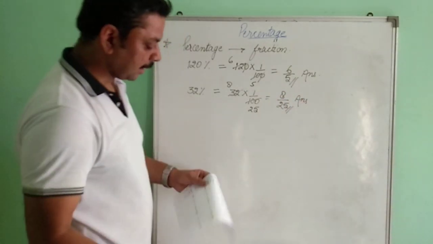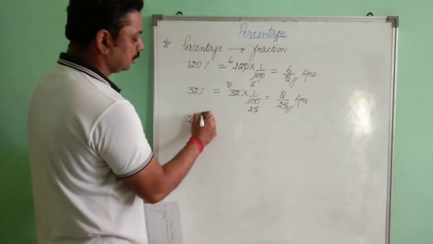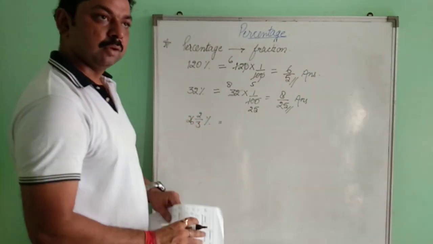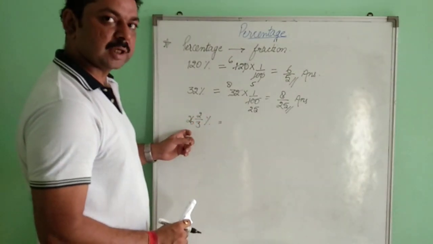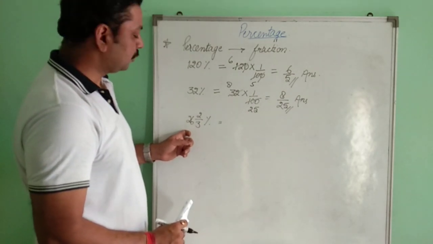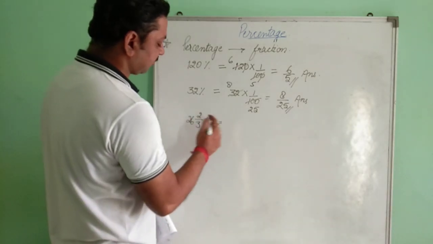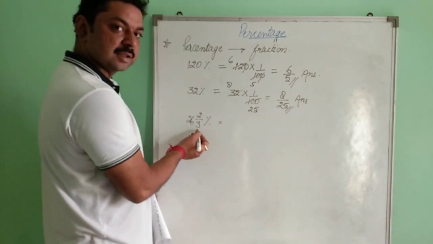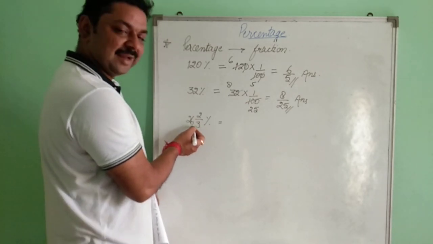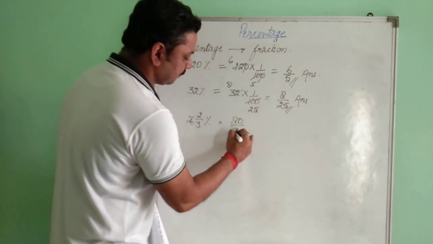Clear? Then part C, if we have 26 whole 2 by 3%. Clear? This is your mixed fraction. First of all, we will convert our mixed fraction into a normal fraction. So 26 3s are 78, 78 plus 2, you will get 80 upon 3. Clear?